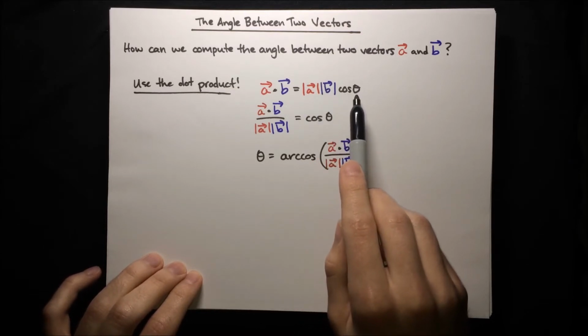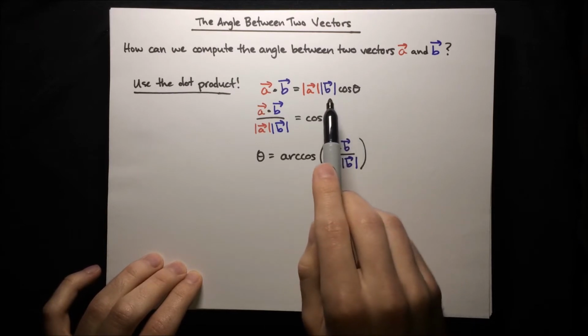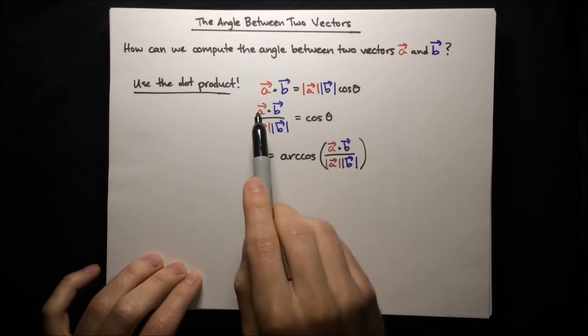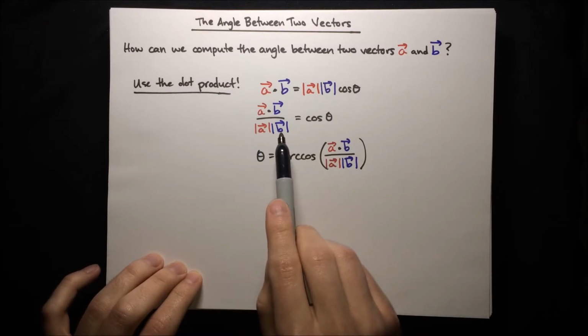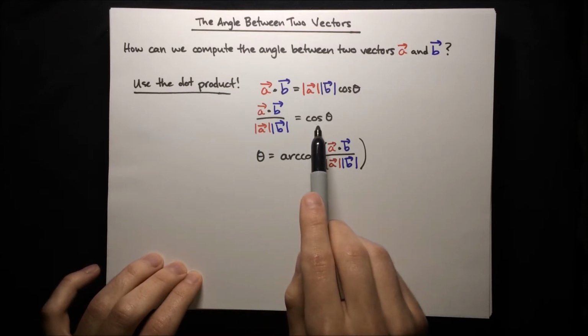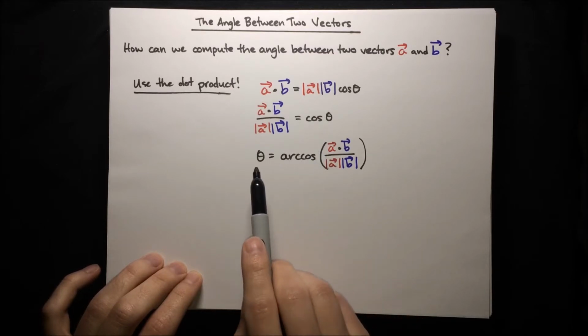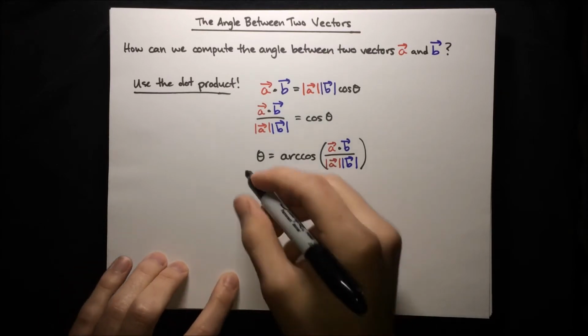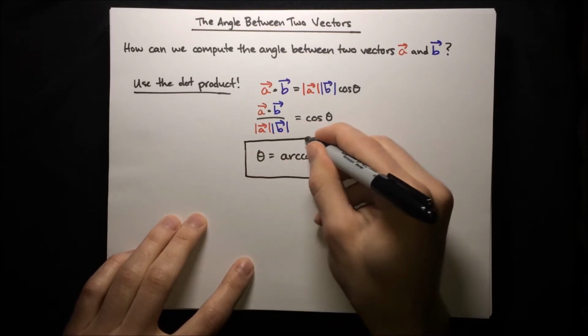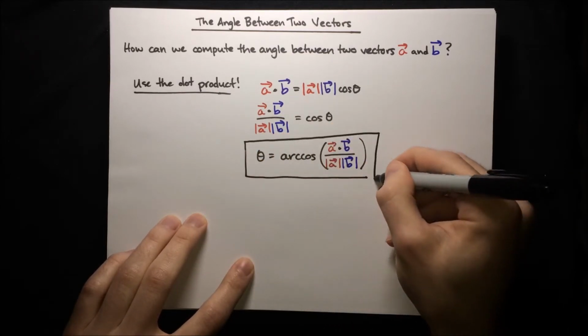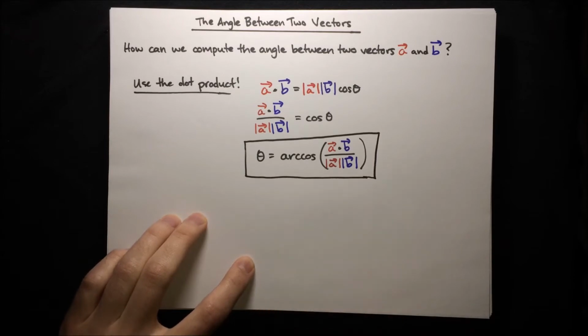So we can solve for theta by first dividing by the magnitudes. So we get a dot b divided by magnitude of a times magnitude of b. That's equal to cos theta. And then we can apply the arc cosine to solve for theta alone. So this here is our big formula that we're going to be using to find the angle between two vectors in the upcoming examples.